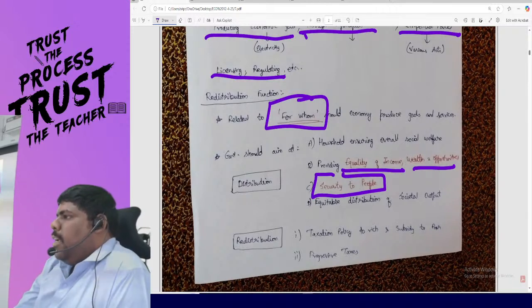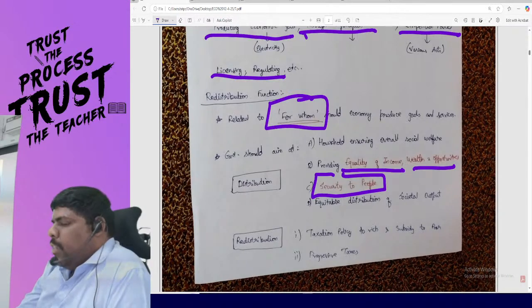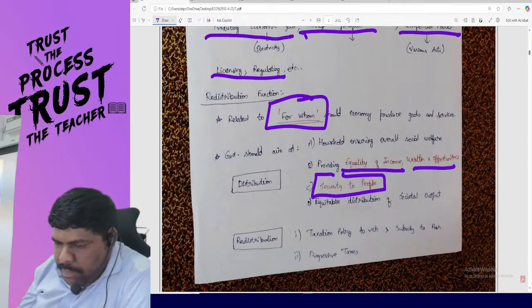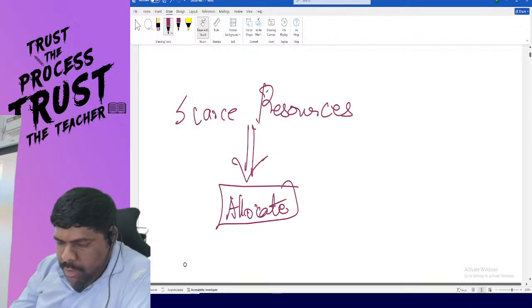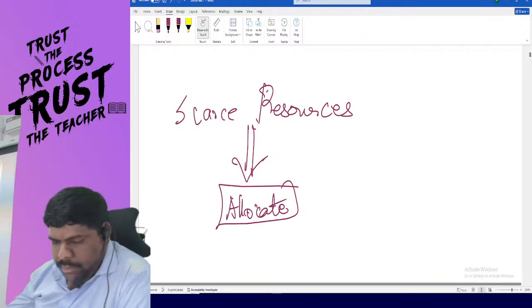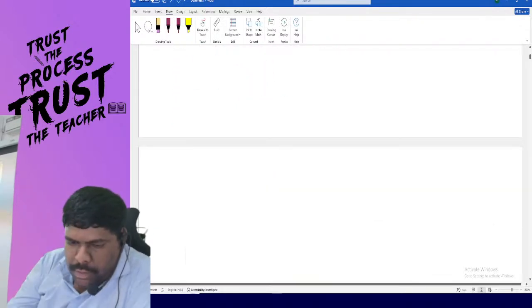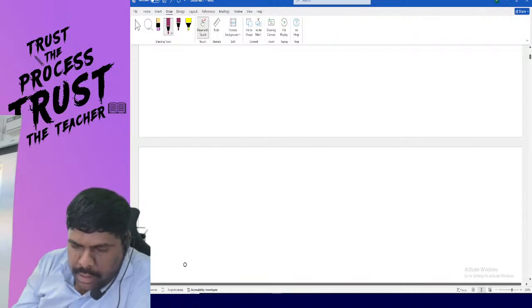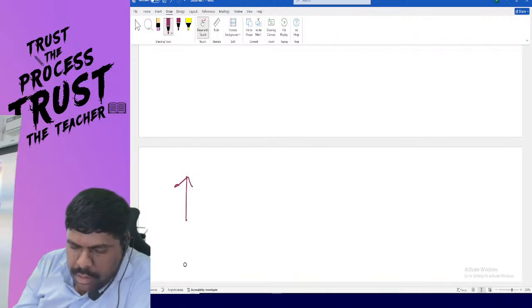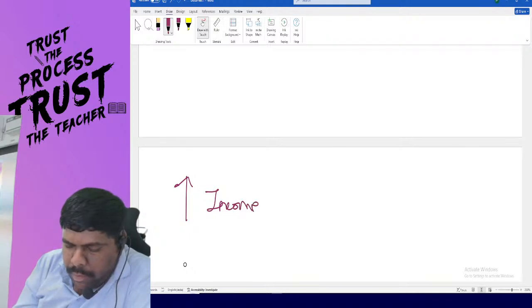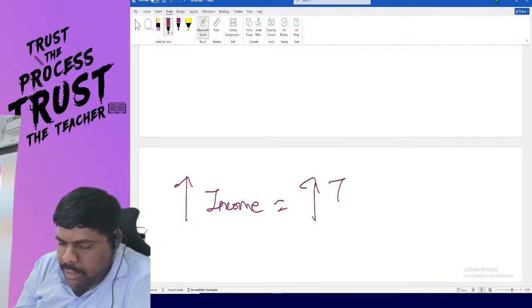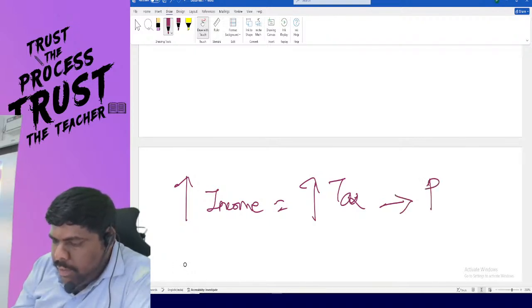You have studied income tax, right? Income tax is very simple. How is income charged? Higher the income, higher will be the tax. We used to call this progressive tax.